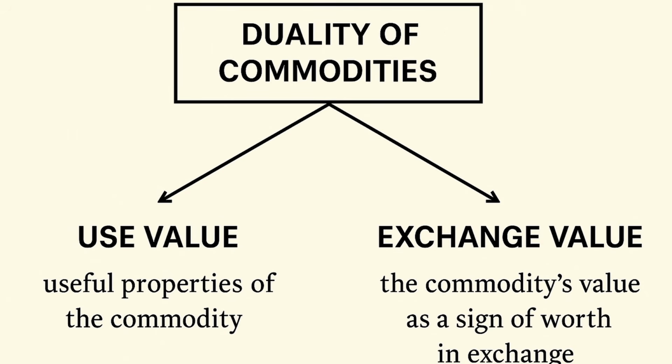No, it's labor time. Actually, it's labor. Specifically, the twofold character of labor. In the first video, we saw that every commodity is a curious mix of two things: use value and exchange value. But where does this dual nature come from? Marx's answer is simple but profound. It's rooted in the very nature of labor itself. Commodities carry this duality because labor itself has a dual character.